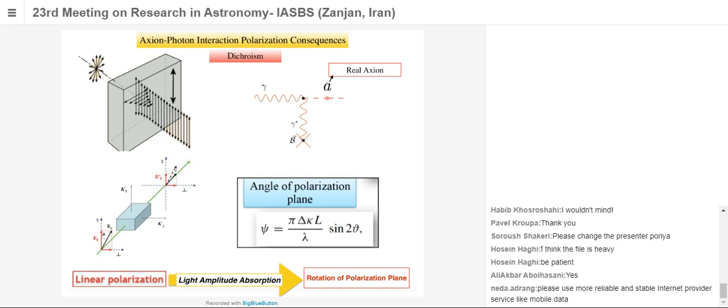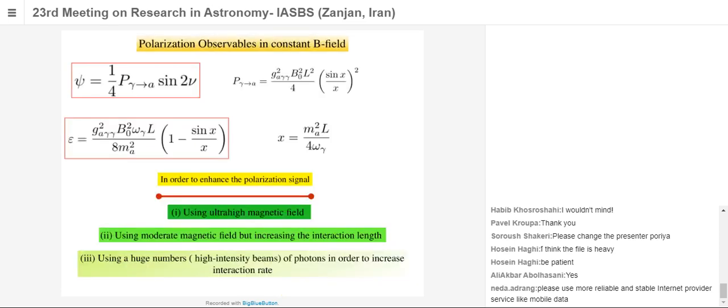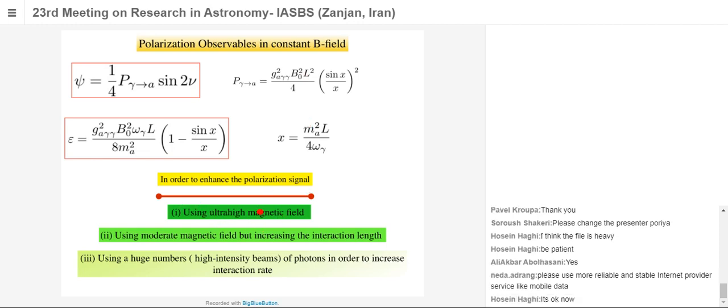So you could have a change or rotation of the polarization plane. People encode this in terms of the angle of the polarization plane, and you can express them in terms of the axion parameters. For example, this ellipticity change and this angle change depend on the coupling of the axions, the magnetic field, and also the effective interaction length.